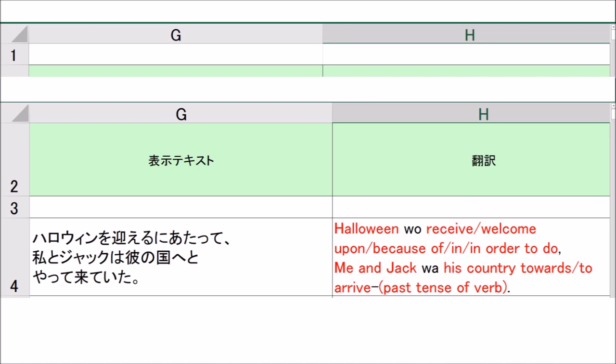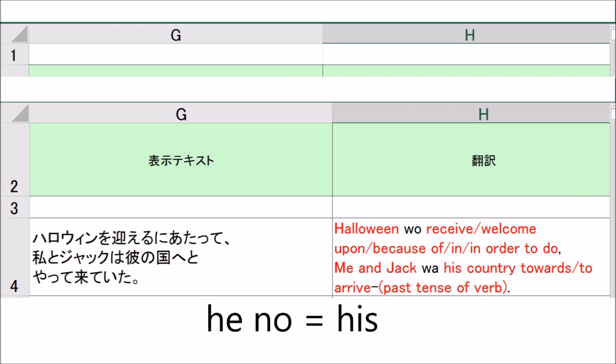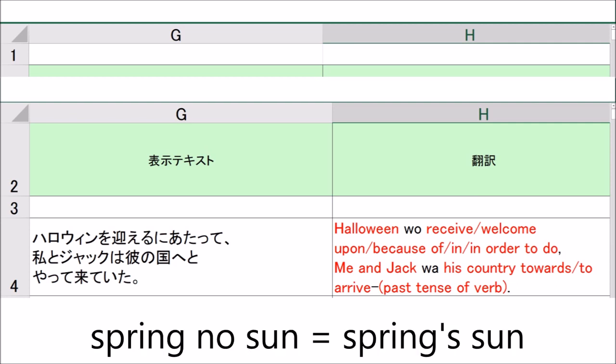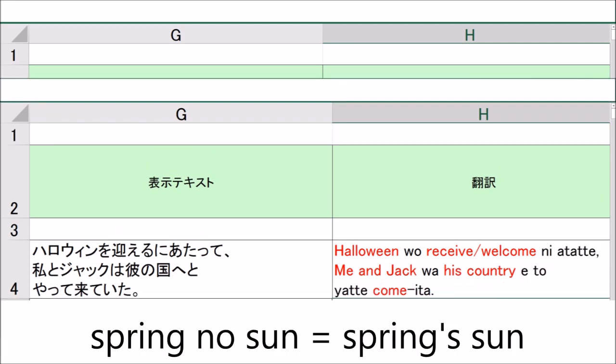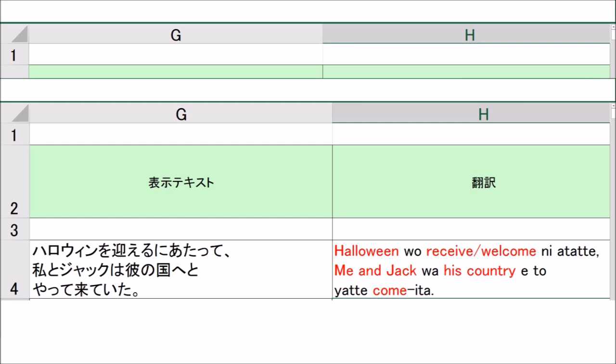You may also notice I changed the particle to and. So me to Jack becomes me and Jack. And I changed he no to his, because no is like an apostrophe s, like spring no sun would mean spring's sun, or Sarah no video would mean Sarah's video. This is incidentally the first particle and grammar rule I learned.